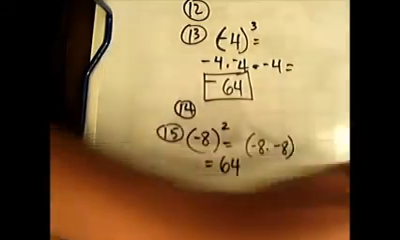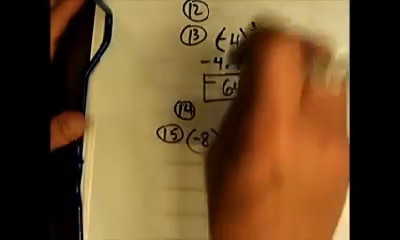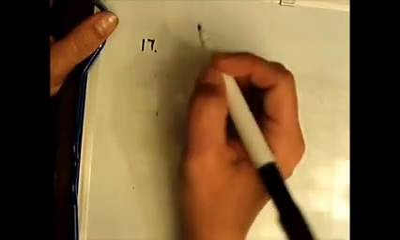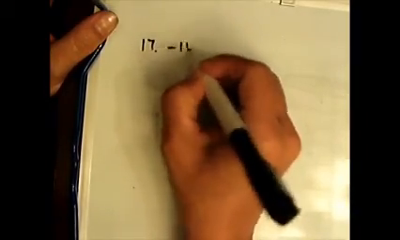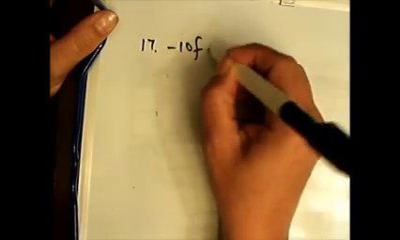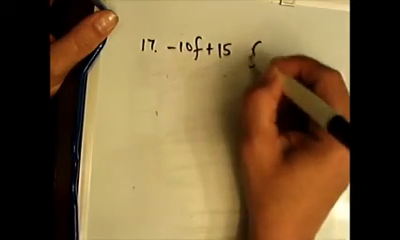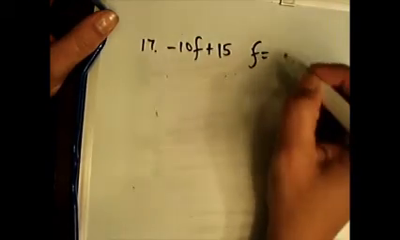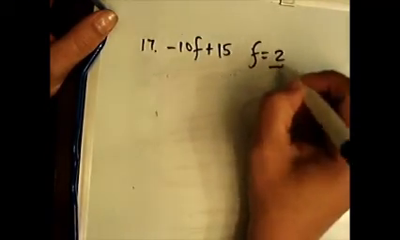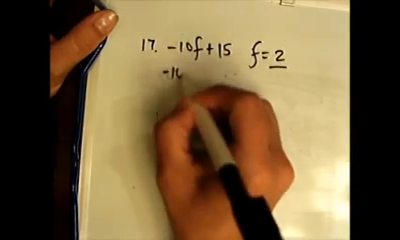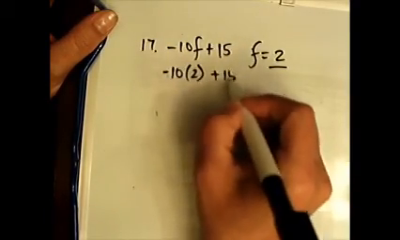Now let's do number 17. Erasing this so we can move on. Sorry for the camera moving. Okay, let's do number 17. Number 17 says negative 10f plus 15. And that's when f equals 2. So that means you take this 2 and put it everywhere you see an f. So negative 10 times 2 plus 15.